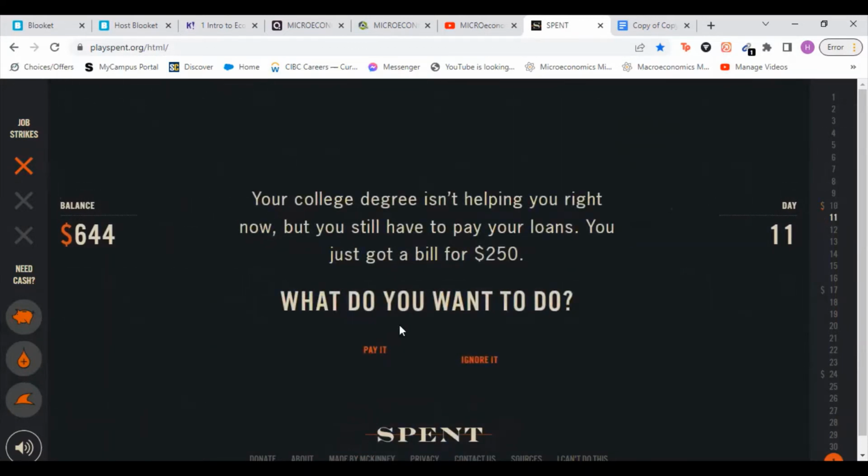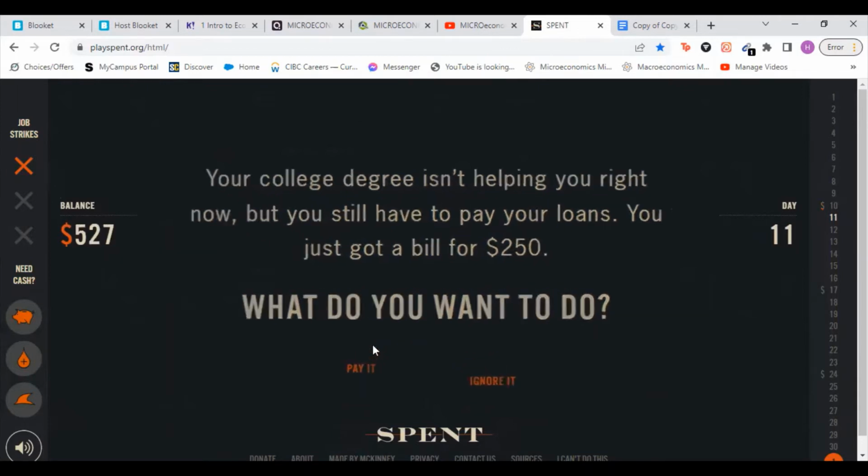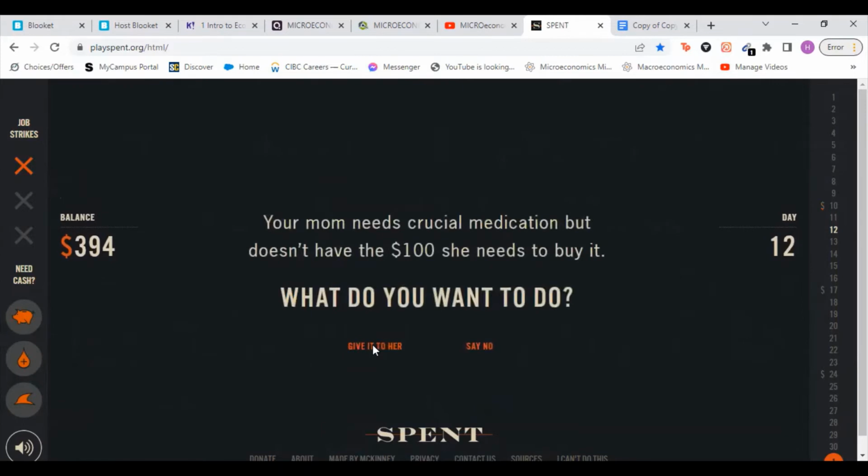Your college degree isn't helping you right now, but you still have to pay your loans. You just got a bill of $250. What do you want to do? Probably pay it. Your mom needs a crucial medication, but doesn't have $100. She needs to buy it. What do you want to do? Give it to her.